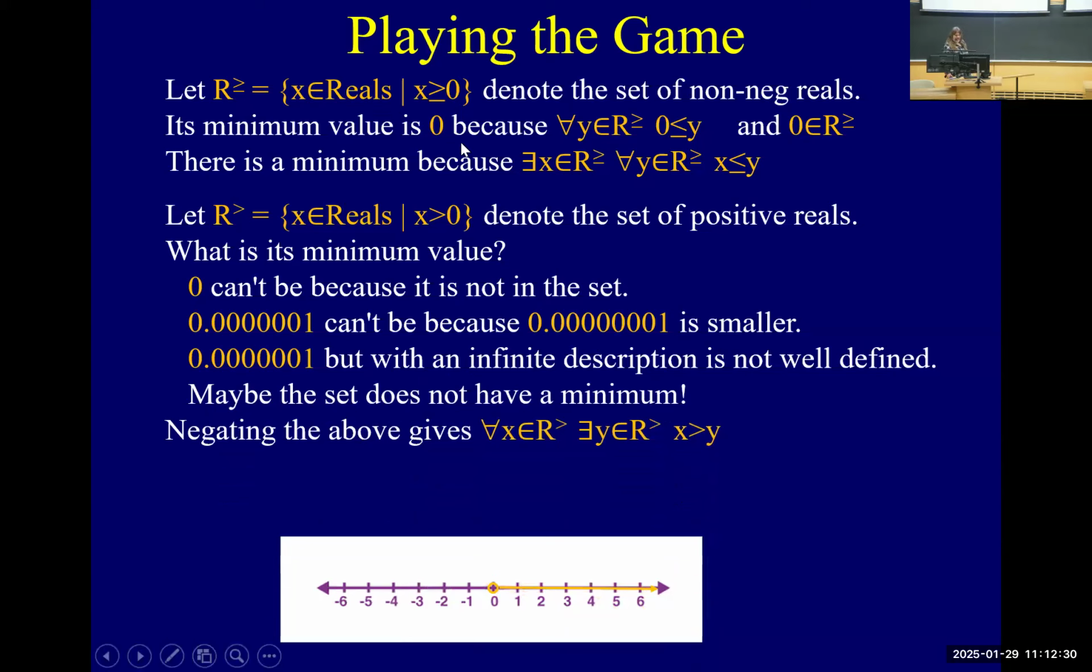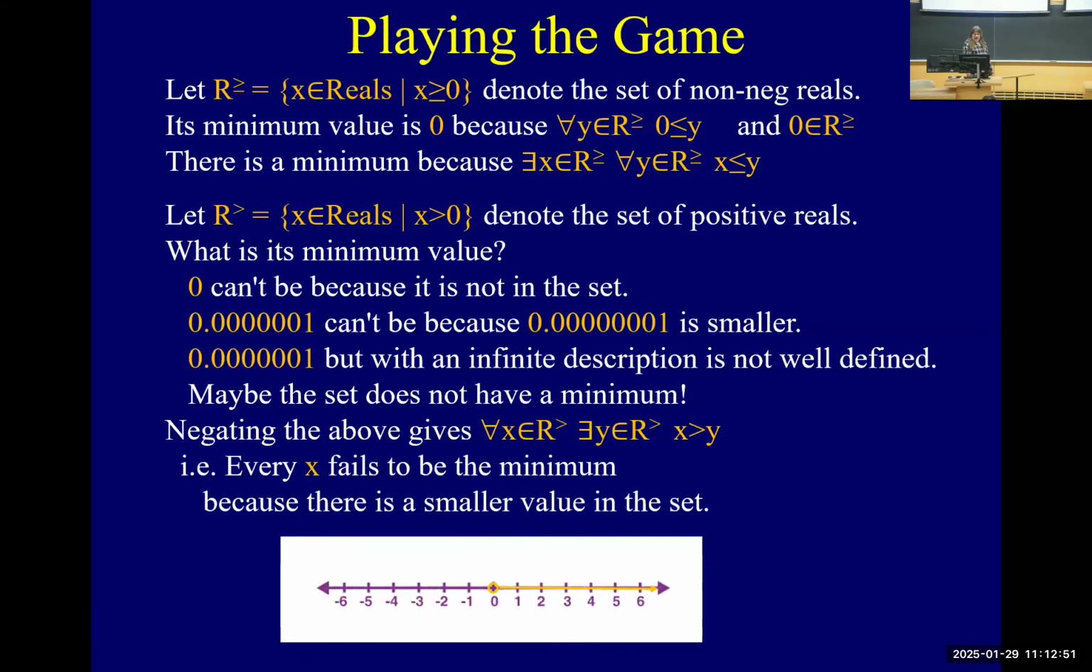So if we negate this, it says for everything that you want to be a minimum, for everybody in the set, there's somebody that's smaller, right? Everybody good? There's no minimum. Why? Because you give me somebody in the set, I can give you somebody smaller, right? We're saying every fixed x fails to be the minimum, right?